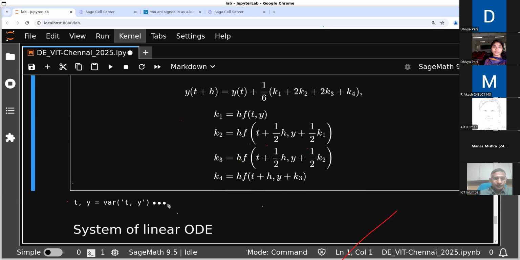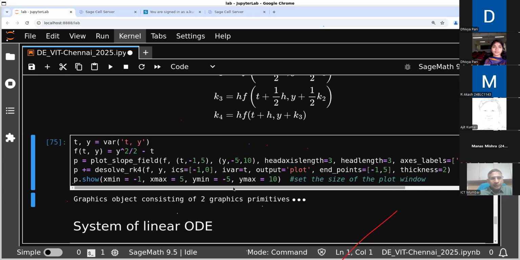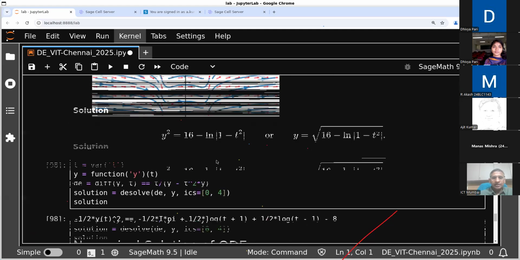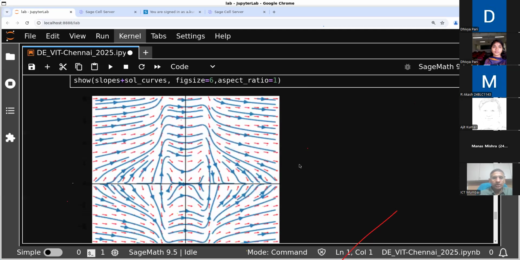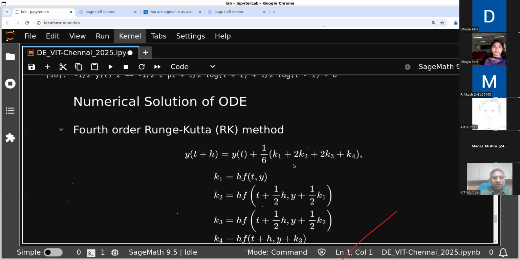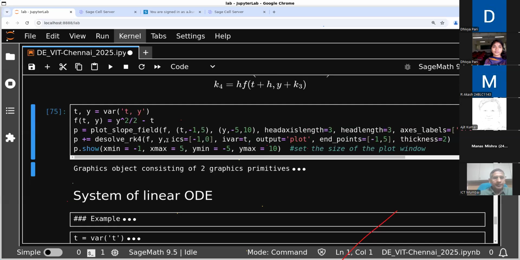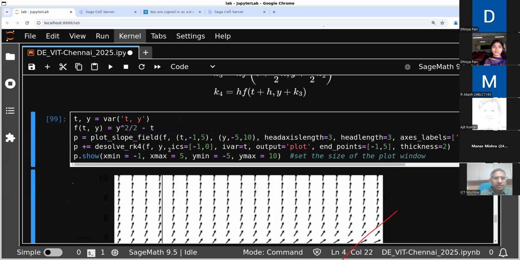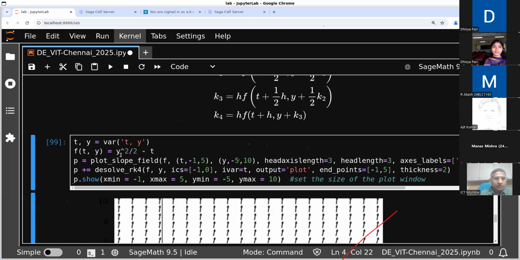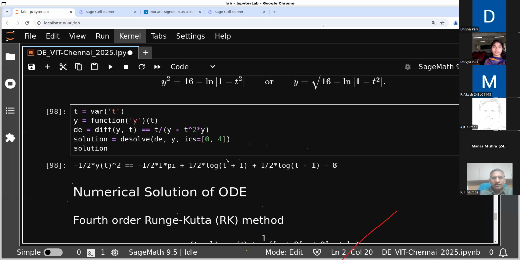Okay, so let us look at, for example, the same problem which we have looked at here, dy by dt is equal to t divided by y minus t squared by 2. If I want to solve this numerically, I think this is not the same one, it is y squared by 2t. So let us write this.